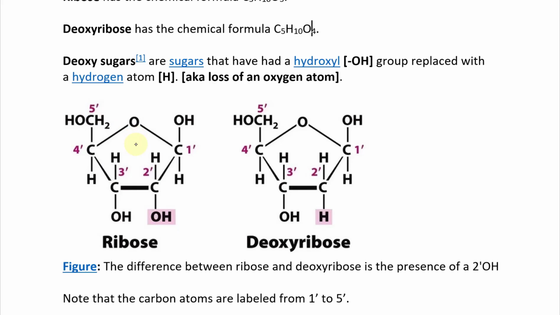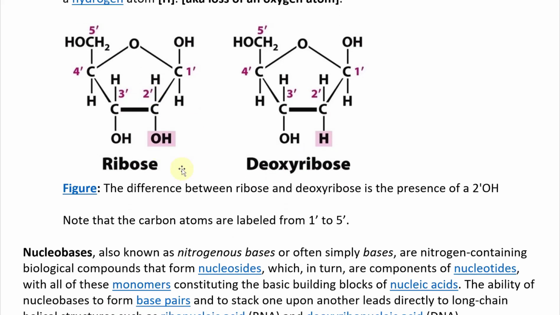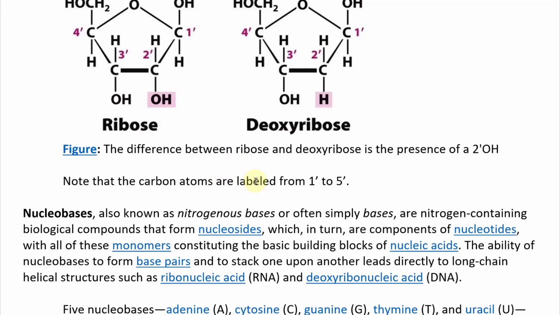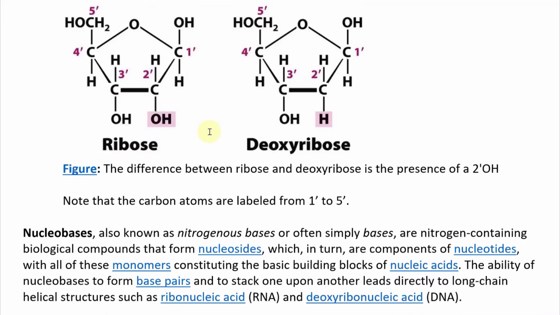And then this part right here, this is ribose as an OH, deoxyribose just has an H. So it's removed that oxygen atom there. So the difference between ribose and deoxyribose is the presence of a 2-OH. In other words, at this 2 spot, you have an OH there. That's the difference: there's an OH for ribose, and it doesn't have an OH there. It just has an H in deoxyribose. So note that the carbon atoms are labeled from 1 to 5. Just keep that in mind.